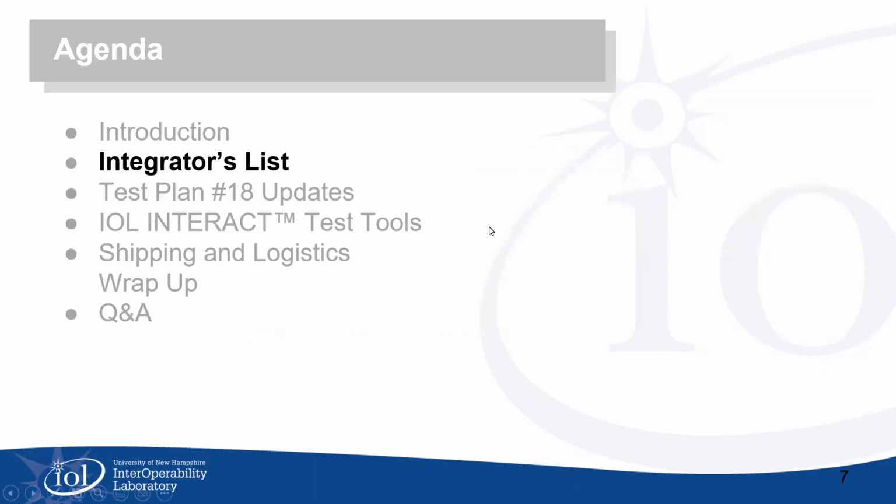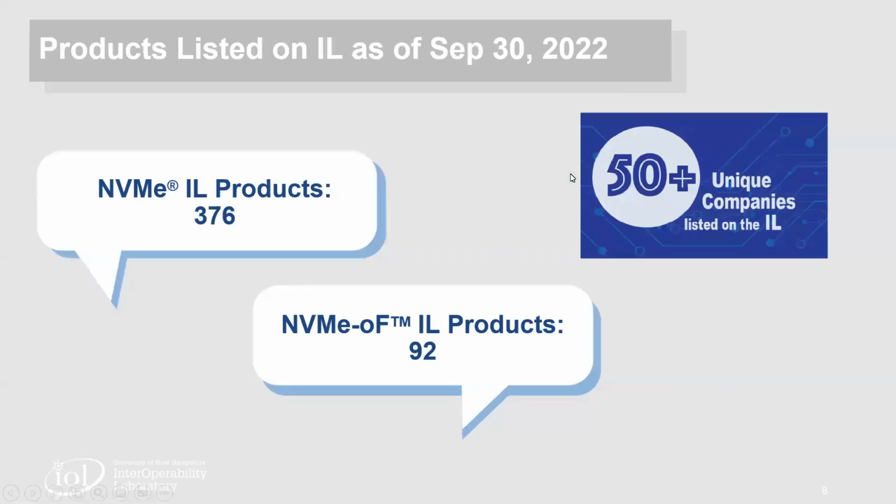All right, going over what the integrators list is now. At this point, or at least as of September 30th, we've got nearly 400 products on the NVMe PCIe integrators list and nearly 100 products on the over Fabrics list. So the listing has been going up exponentially since the last 5 years or so. We're having very good participation on these conformance programs, and we hope to continue to do so in the future.